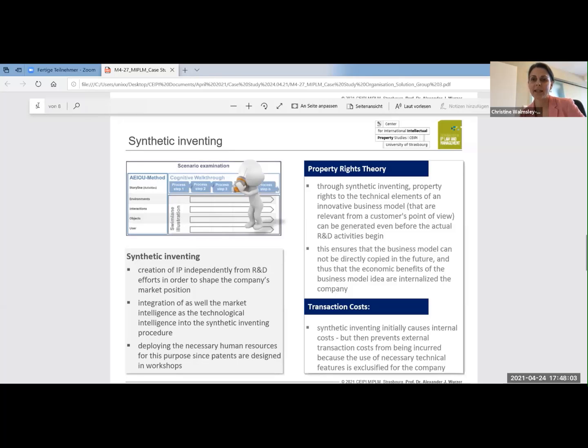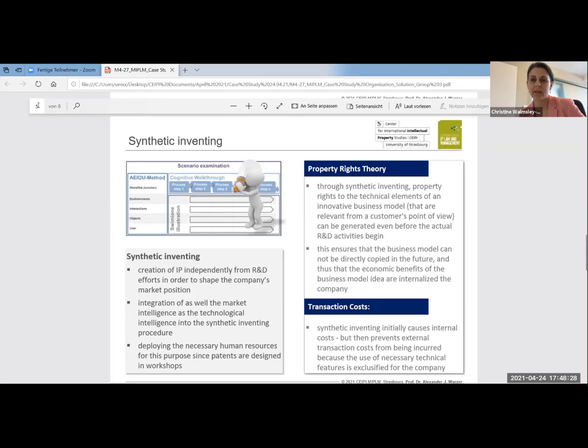So synthetic inventing is the creation of IP independently from R&D efforts to shape the company's market position. In other words, you would use a synthetic way to invent a product and to identify USPs, which would then lead to differentiation of your product in the market.